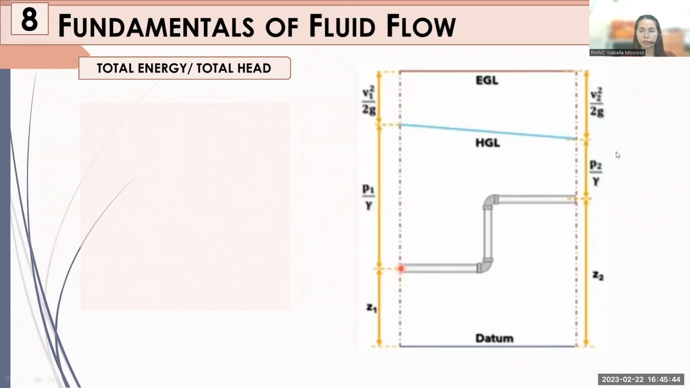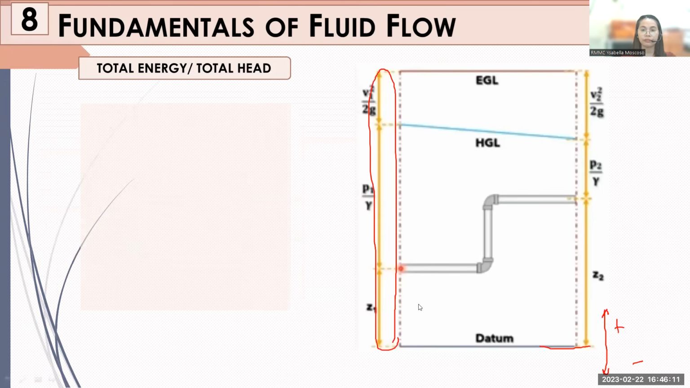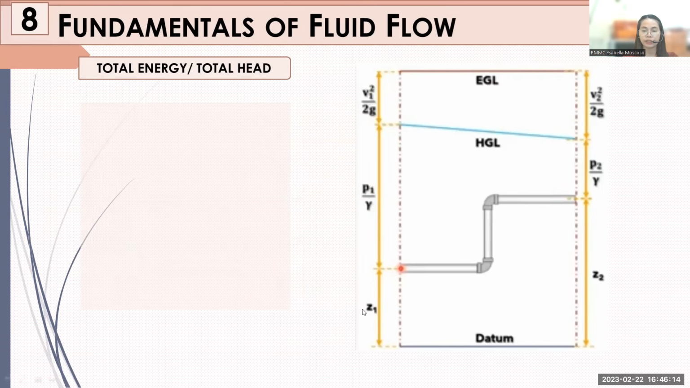So this is the diagram na kinukuha natin. This is the datum I am referring about. If the distance or if the head we are talking is above the datum, therefore that is positive. If the head we are considering is below the datum, therefore that is negative. The total energy we are looking for, the total head we are looking for is this one. So Z here is your elevation head, your P over gamma is your pressure head, and your V squared over 2G, that is your velocity head. So this one is your point 1, and this one is your point 2.